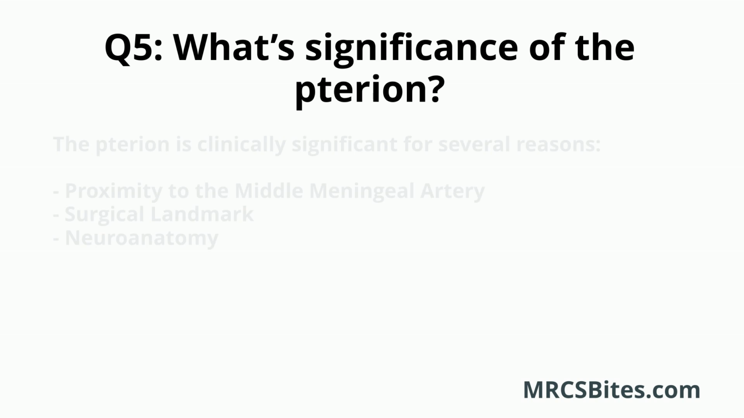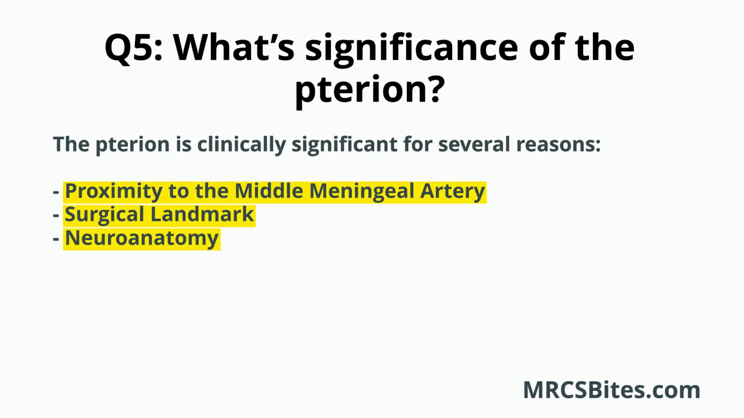The pterion is clinically significant for several reasons. The pterion is the thinnest part of the lateral skull and lies directly over the anterior branch of the middle meningeal artery. Trauma to the pterion can fracture the skull and tear this artery, leading to an epidural hematoma. This type of hematoma can rapidly increase intracranial pressure, requiring prompt medical intervention.